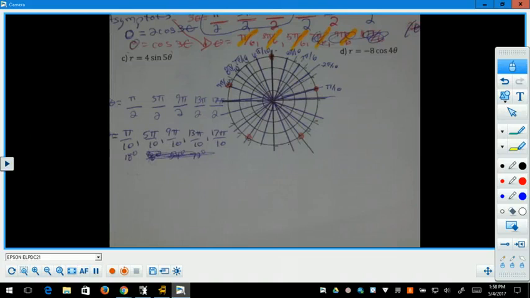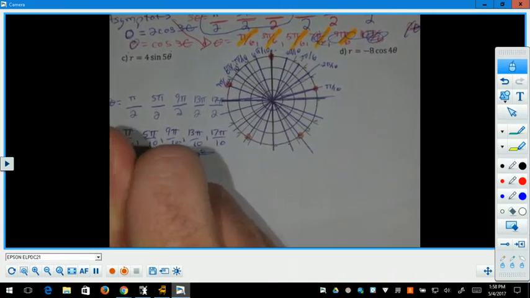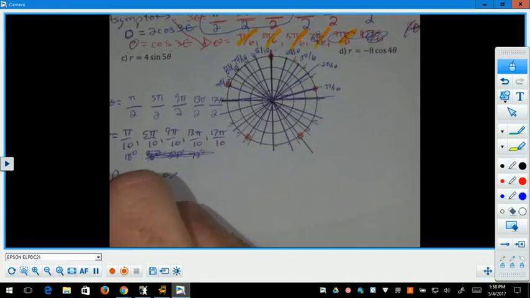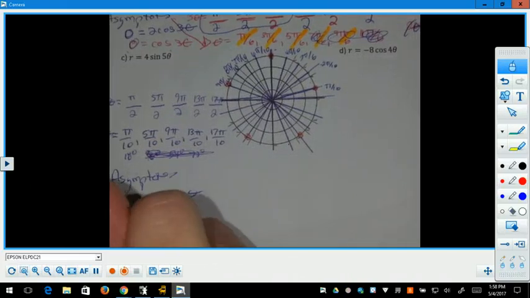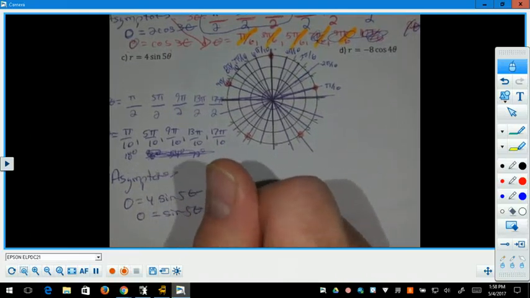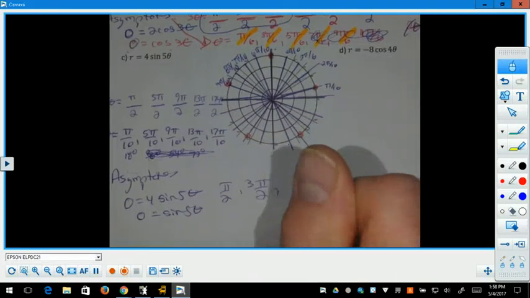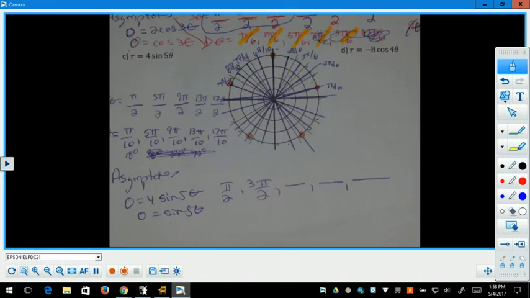Now that I have my points, I need my asymptotes. So I've got 0 equal to 4 sine of 5 theta, which means 0 equals sine of 5 theta. Sine is 0 in 2 places. It's at pi over 2 and 3 pi over 2. But I need 5 of these things, and I'm going to reflect them across. Technically, I should have 10 of them, but I actually can just travel right through on the same line, and it'll be okay.